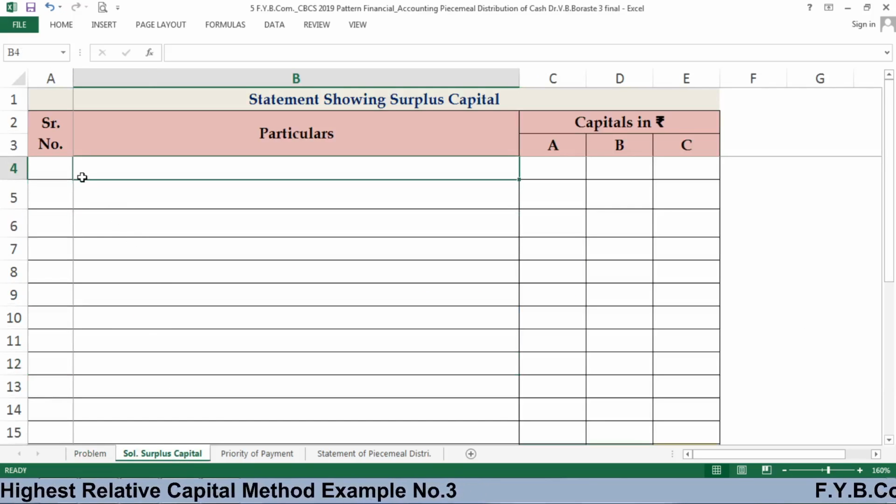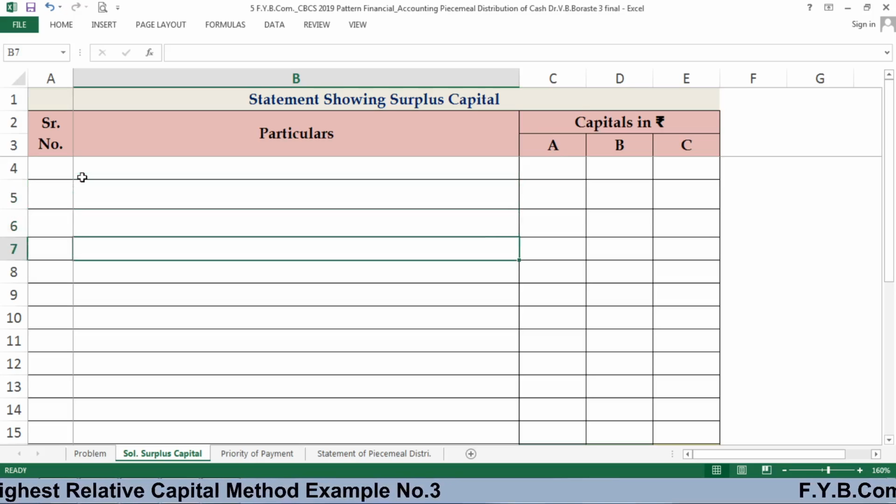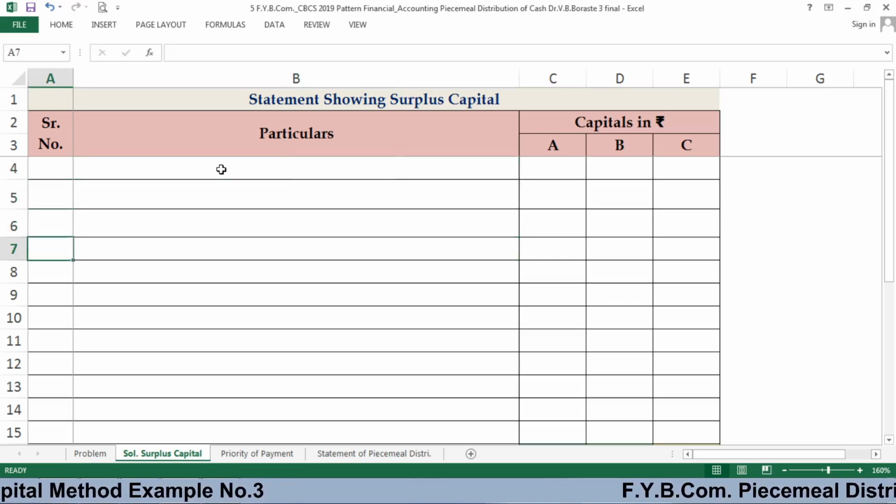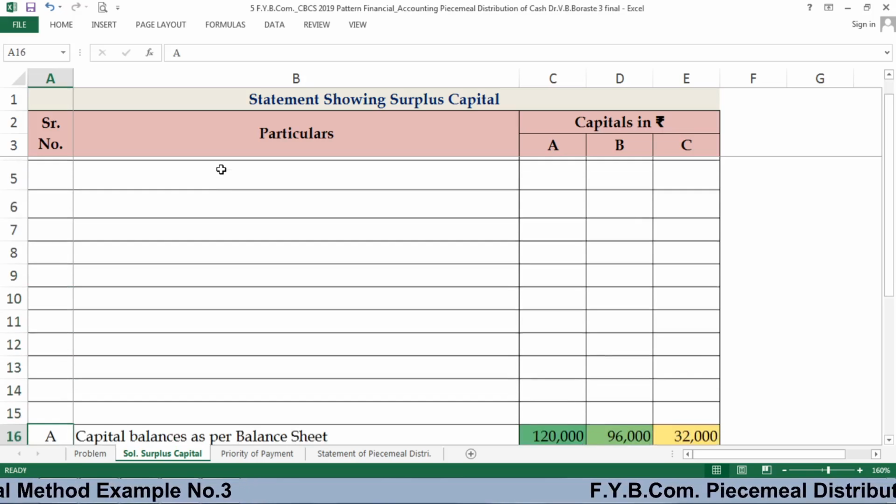So let's start. First of all, you have to prepare a statement showing surplus capital. In your notebook, prepare these columns. Serial number is the first column, particulars is the second column, then capital of A, B and C, these three columns. That means there are three columns for partners, one column for particulars and one column for serial number. Have you drafted? Okay, let's go. Now let's start our solution.